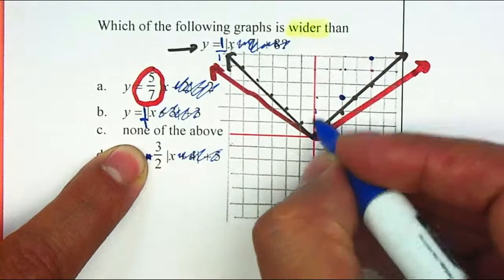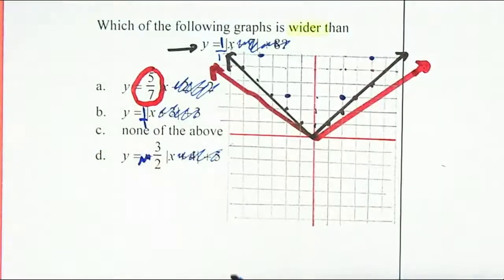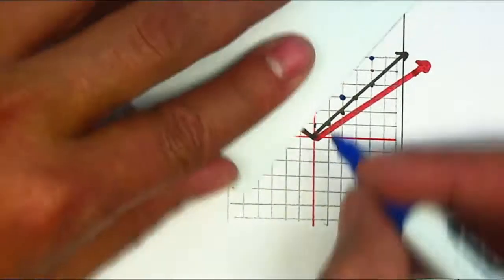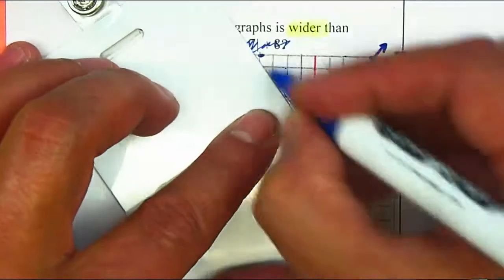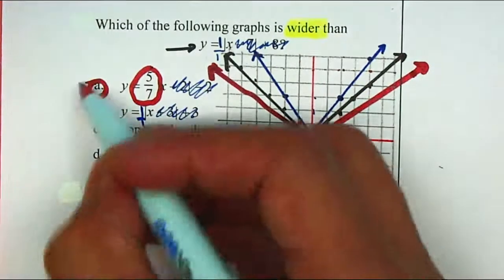Notice that this graph will be narrower than the black one. We are comparing it to the black one. So the only one that is wider is letter A. Therefore, letter A is your answer.